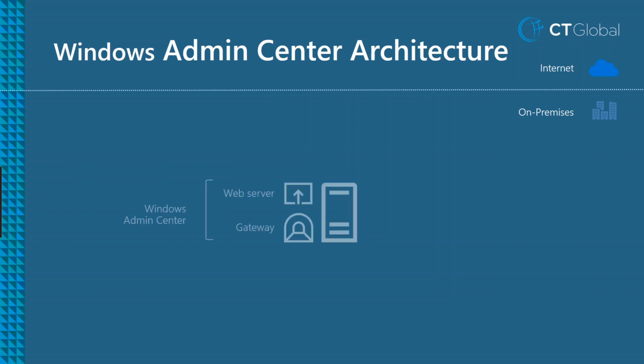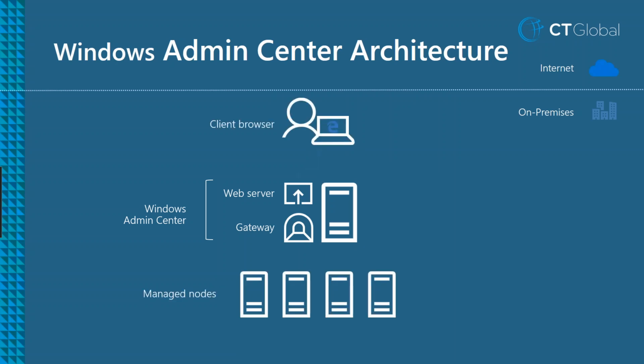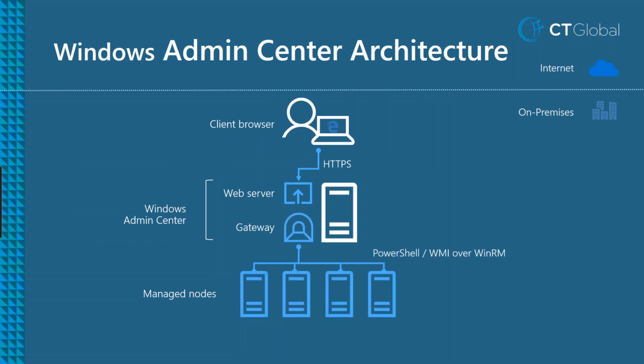So how does it work? You as a user connect. Windows Admin Center is built with two parts, the web server and the gateway. The web server doesn't require any infrastructure. It's built into the program. So the user connects via browser directly to the web server via HTTPS. Then Windows Admin Center uses the gateway to connect to the nodes over PowerShell and WMI over WinRM, giving it a lightweight and easy way to manage the different nodes and giving the user an easy interface to access the solution.